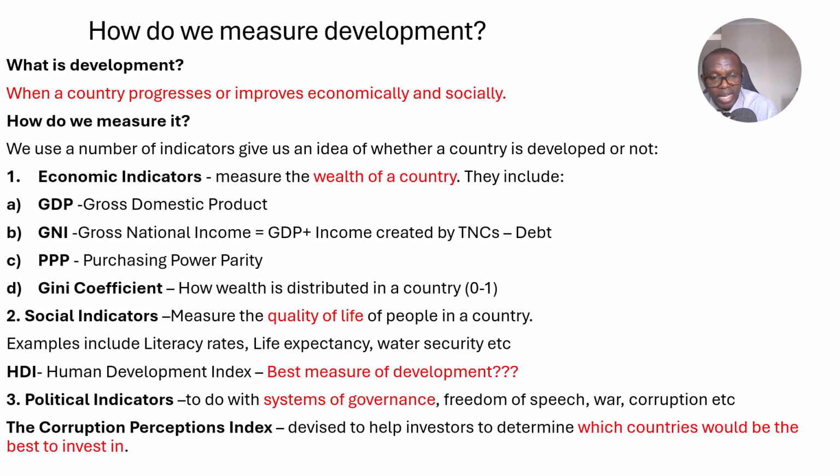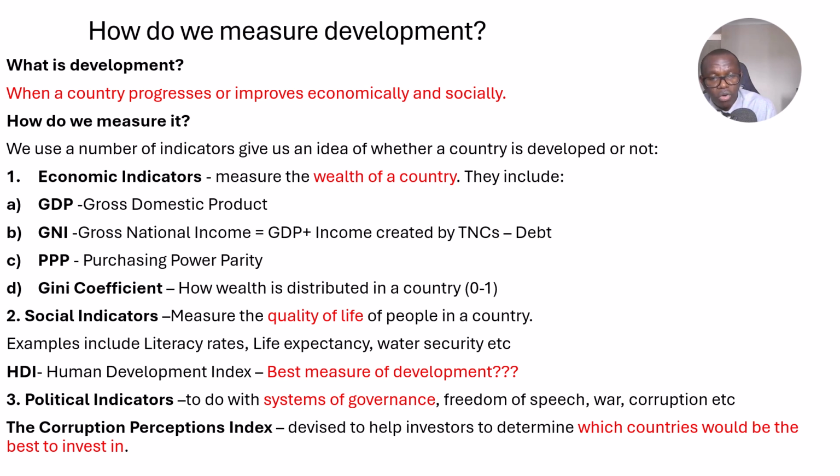And we obviously categorize those countries into what would be referred to as HICs, which are high income countries. We also have middle income countries and LICs, which are low income countries. Now, we use several indicators to measure development. And the first set of indicators are economic indicators of development. So, as the name suggests, economic indicators are those that measure the wealth of the country.